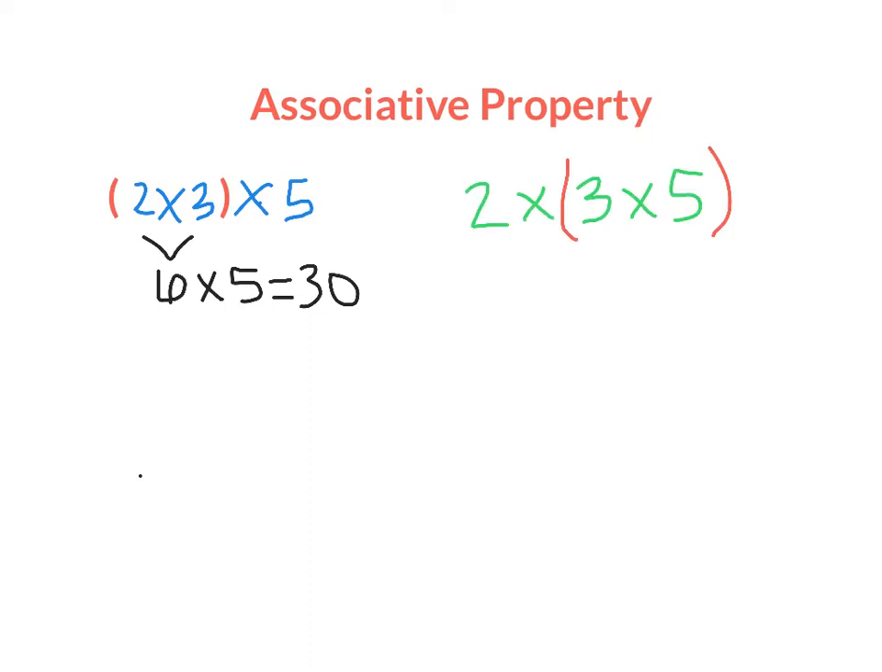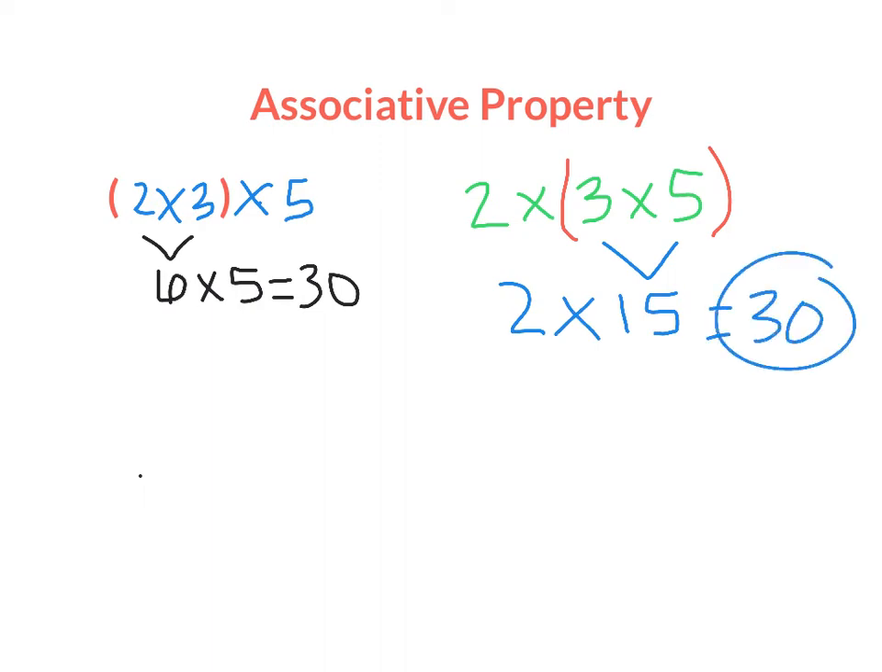The associative property tells us that we can move the parentheses and we will still come up with the same answer. If you noticed, in this problem, I moved the parentheses from here to over here. Now let's solve it to prove that we still come up with the same answer. Once again, we'll solve the parentheses first. 3 times 5 is 15, and then I'm just going to bring down my 2, and 2 times 15 is 30. We have the same answer even though we moved the parentheses, and this works because all of the symbols were multiplication.